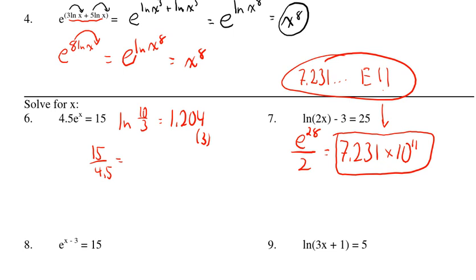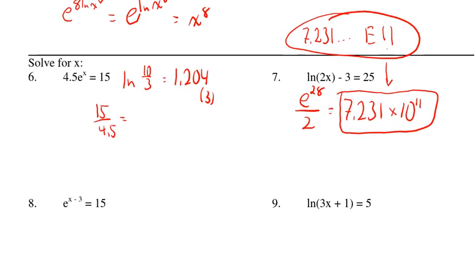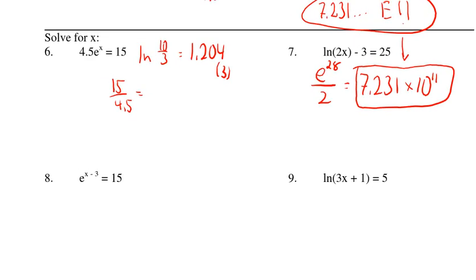Number 8, Ramon, what did you get for a formula for number 8? I got natural log of 15 plus 3 equals x. Good. Natural log of 15. And the brackets aren't necessary if there's a clear space between them. And then I got x equals 5.708. Good. 5.708. Nice.